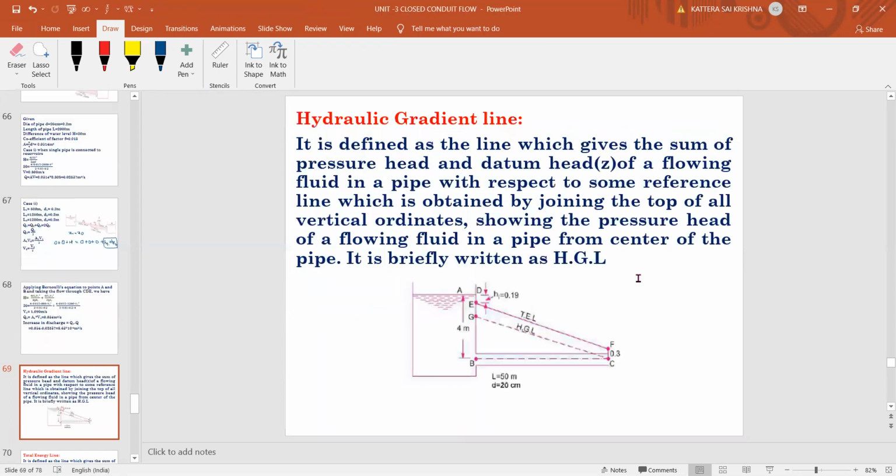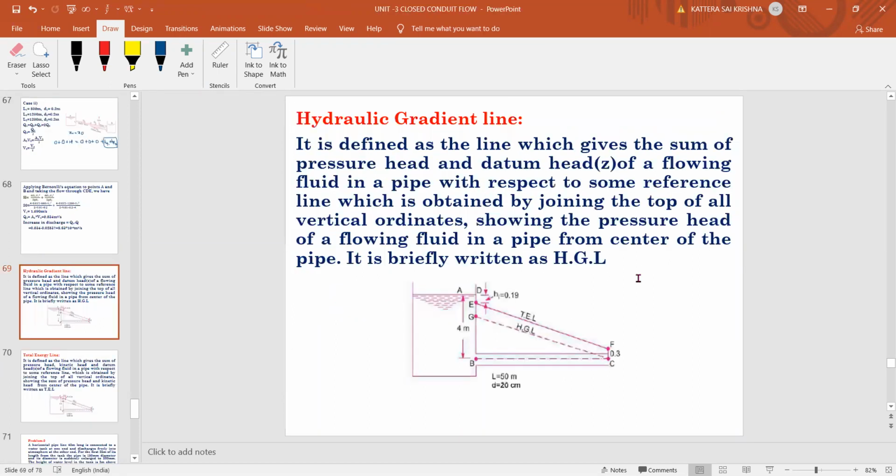Okay, so next topic is hydraulic gradient line and total energy line. Okay, so this is very important. Most of the times they ask theory as well as rarely they ask the problem also in this. Theory part they asked many times, right? So it is just the extension of the previous topics. Okay, so it is used again in the flow through pipes only.